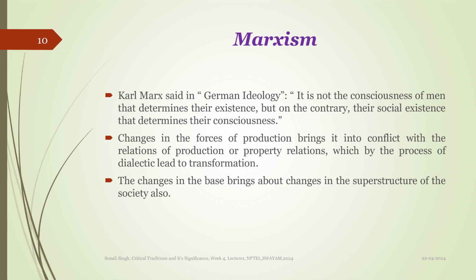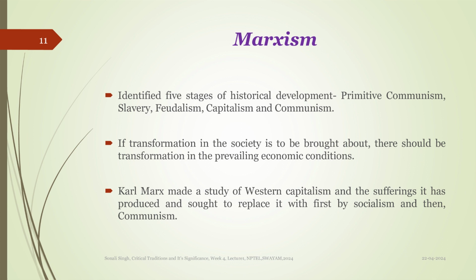Now, the changes in the base bring about changes in the superstructure of the society also. So, if there is a change in the base, there is also a change in the superstructure. He identified 5 stages of historical development. First is primitive communism, slavery, feudalism, then capitalism, and the last is communism. If we leave behind the primitive communism and communism, we find that all the other 3 stages of history have been divided into 2 classes. One is the haves and the other is the have-nots. We will see in more detail in the subsequent slides and lecture.